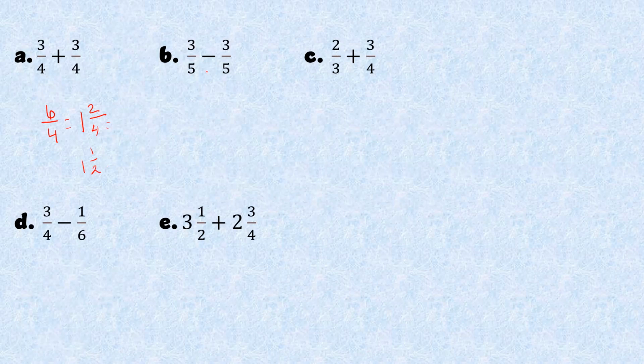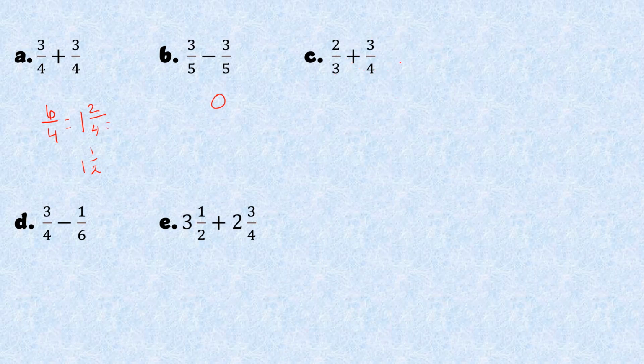Now let's look at this one. Do they have the same denominator? Yes, they do. And 3 minus 3 is 0. So 0/5 is 0. But let's look here. Do they have a common denominator? Nope, they don't. So we have to get one.